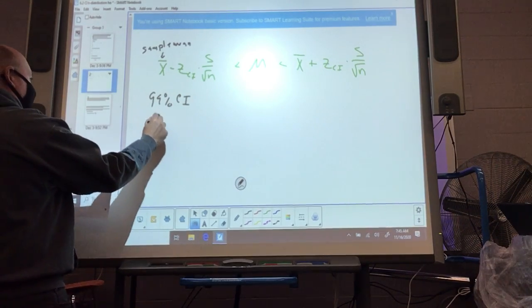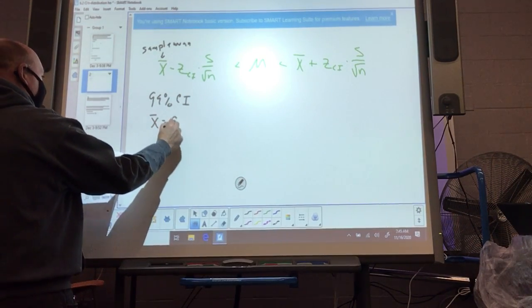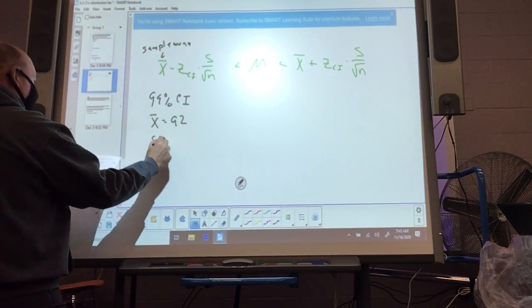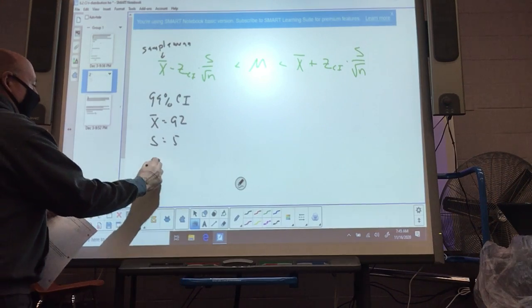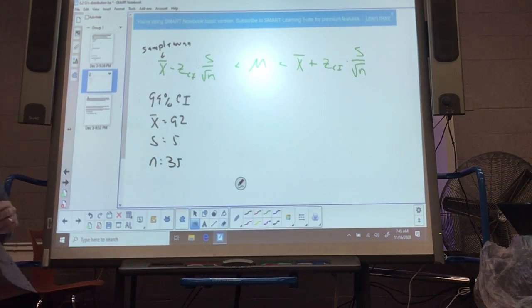We have our sample mean, a value of 92. Our standard deviation is a value of 5. We have a sample size of 35 golfers. If you have not done this, you should be doing the problem right now. Okay, we're doing a 99% confidence interval. We have a sample mean of 92, a standard deviation of 5, and a sample of 35.